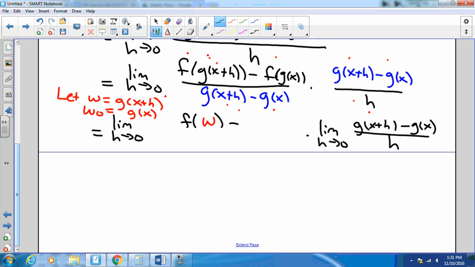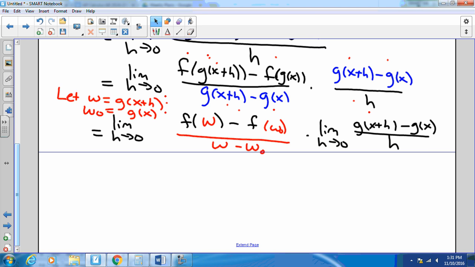And when I replace g of x with w0, what I have is f of w0. And on the bottom, I have w minus w0 also, using the same substitutions from here. But finally, notice that h is no longer visible here, so I need to replace my limit. And I observe that as h goes to 0, w goes to w0.